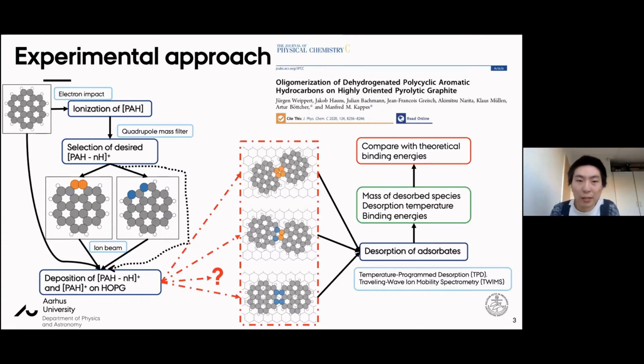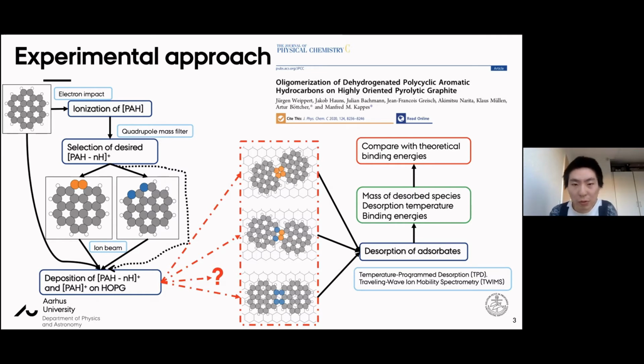My theory work is inspired by experimental work. In these experimental papers, they can generate the dehydrogenated PAHs by electron impact. After that, they can use a mass filter to select the ions they want. For example, we can select a chrysene with 2 missing hydrogen atoms. And then they can deposit these ions on a graphite surface and see what kind of products they can form on surfaces.